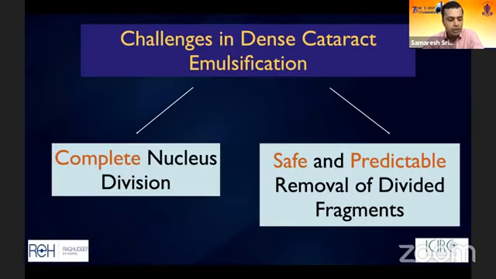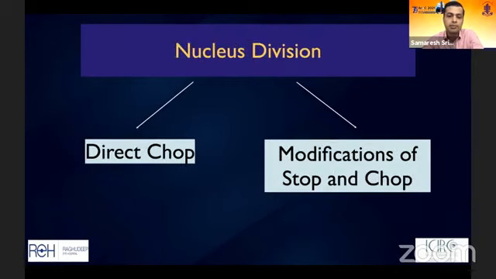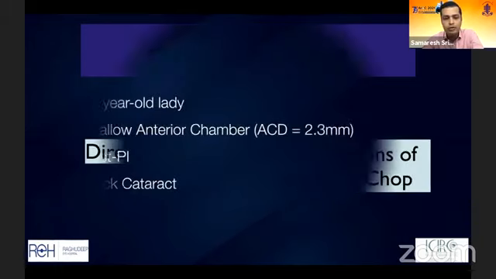I'm just going to finish off with a case over here showing you how a dense cataract emulsification is. We all know it's a challenge for us. We all know that division is the biggest challenge. Removal is the second biggest problem. We use various techniques. We use direct chop or modified stop and chop techniques.